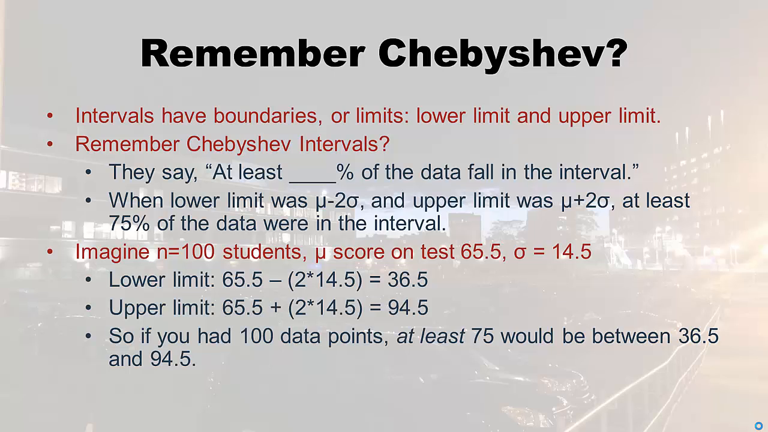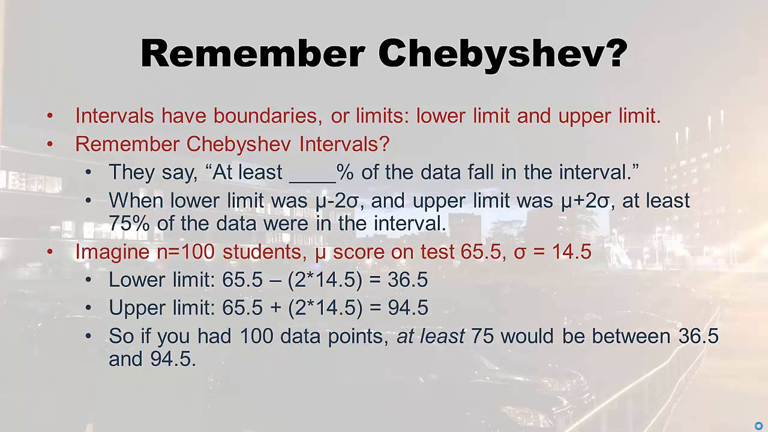So when we were doing Chebyshev intervals, we'd figure out a lower limit and upper limit, and we'd say at least so much percent of the data falls in the interval, right? So when we would choose a lower limit of mu minus 2 times the standard deviation, and the upper limit was mu plus 2 times the standard deviation, we would say at least 75% of the data were in the interval. So I wanted to just show you a demonstration using my fake class.